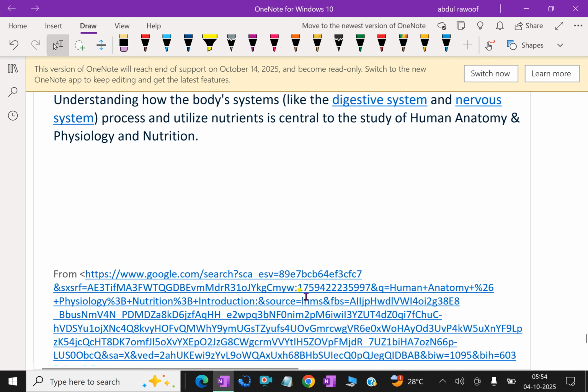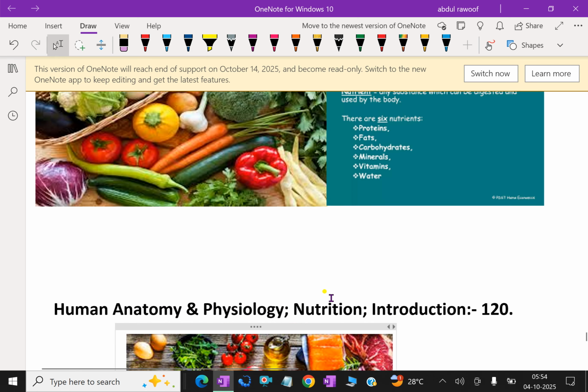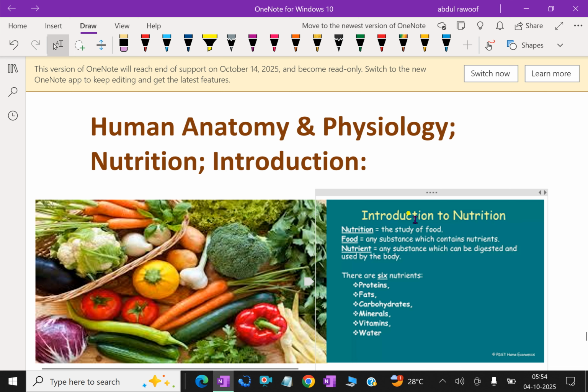Now, we have done about nutrition, some introduction.